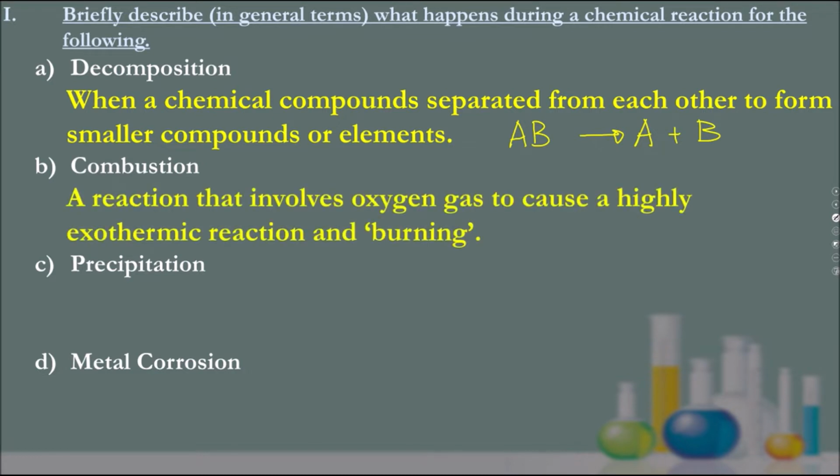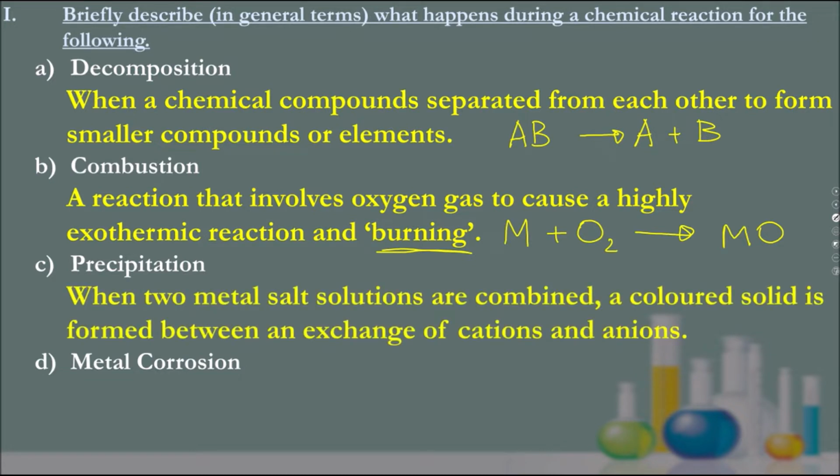Combustion. A combustion reaction is essentially when some kind of fuel source reacts with oxygen gas. It's really exothermic and it's some kind of burning. So if I try to model that, let's say we have a metal mixed with oxygen gas, we get some kind of metal oxide. Okay? That's not the only thing that combustion can do, but we can leave it at that for now.